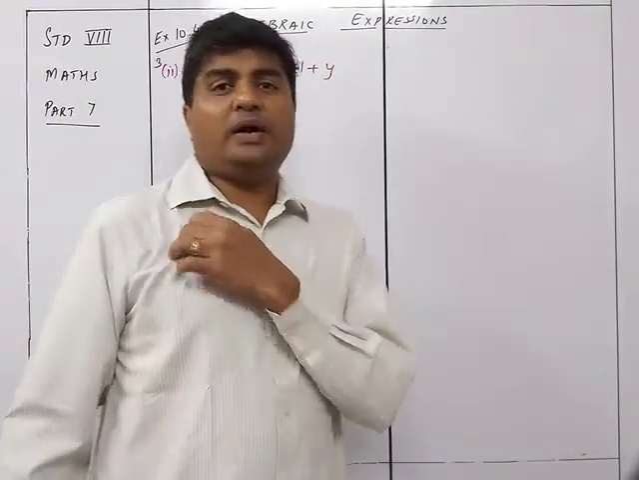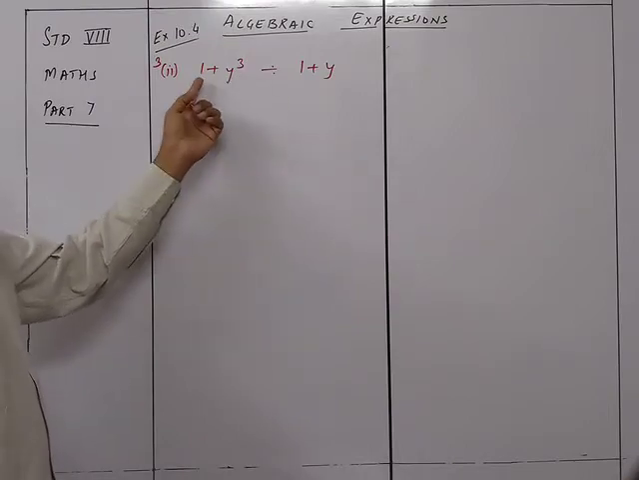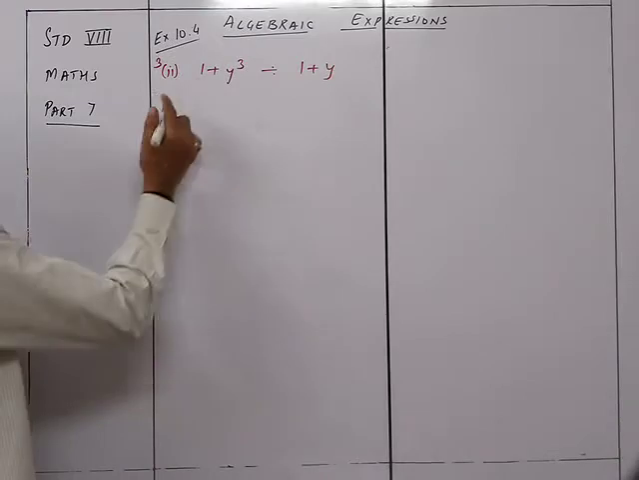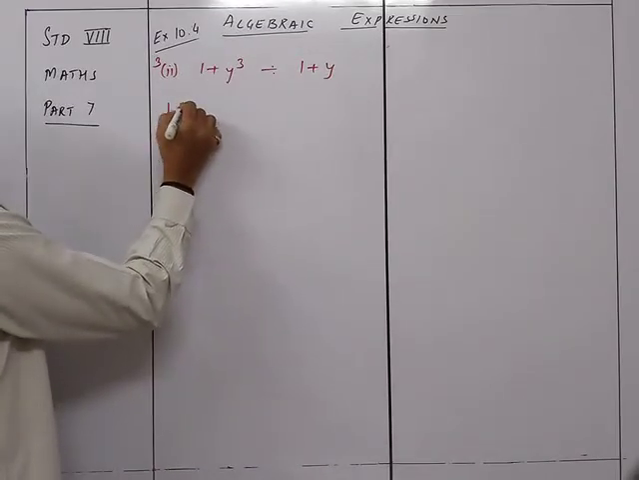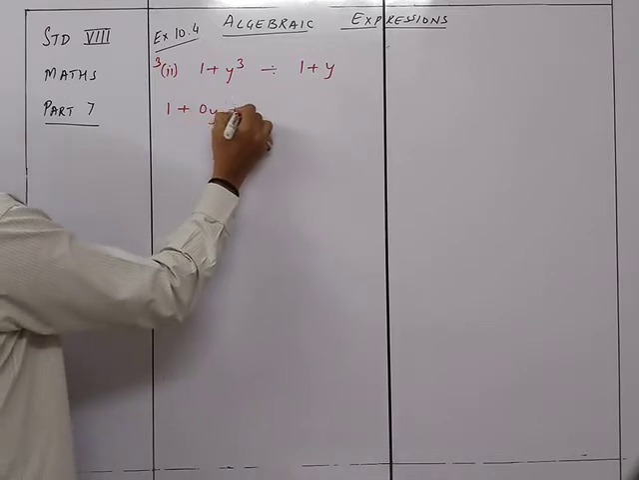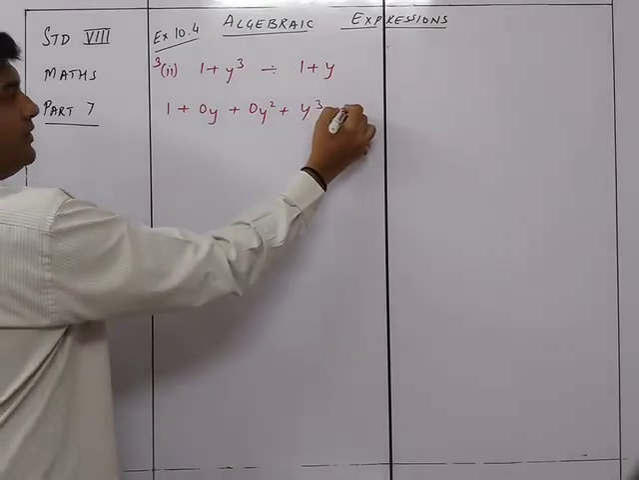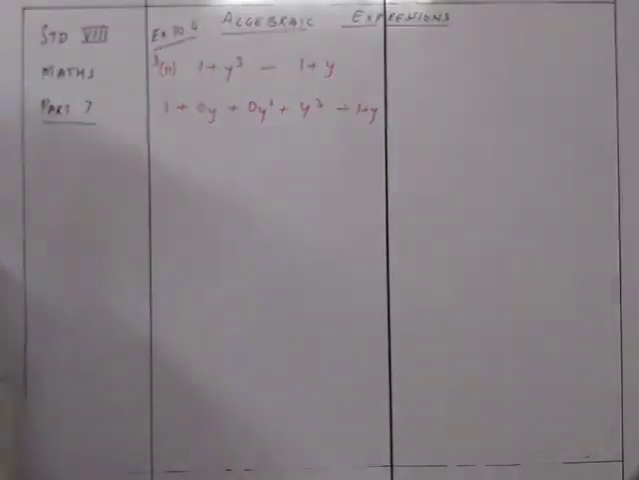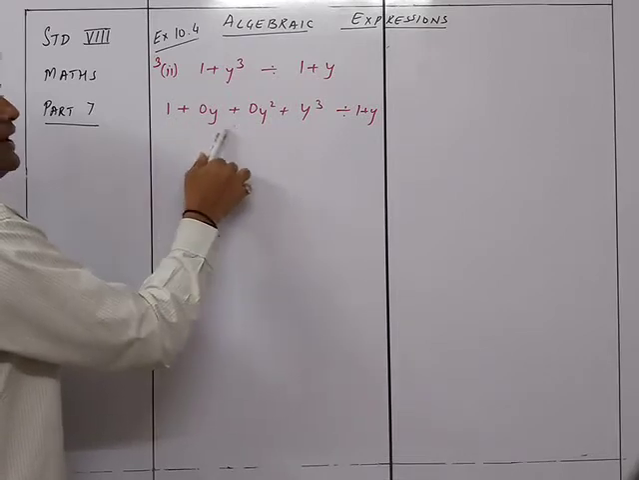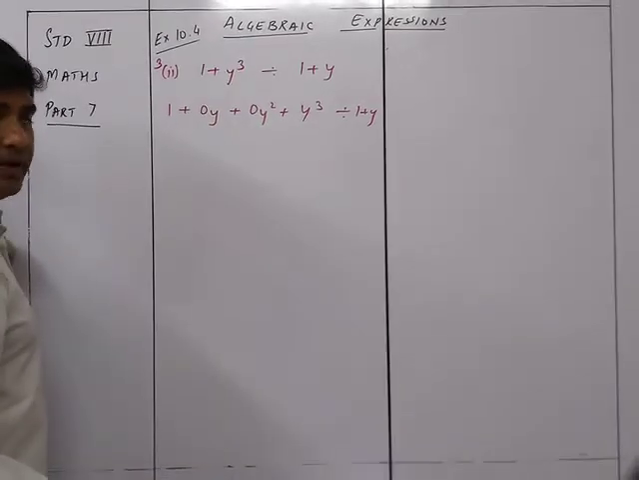Now you can see over here, this is directly from y raised to 0 to y raised to 3. There is nothing in between. So that's why I will have to convert this into the form of 1 plus 0y plus 0y square plus y cube divided by 1 plus y. Why did you do this? Because you did not have any terms in ascending order. It was in ascending order.